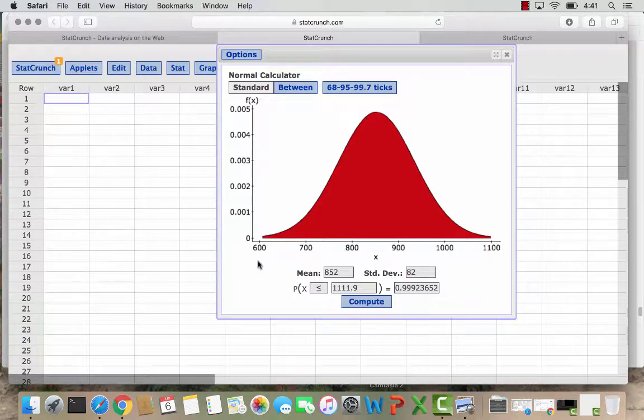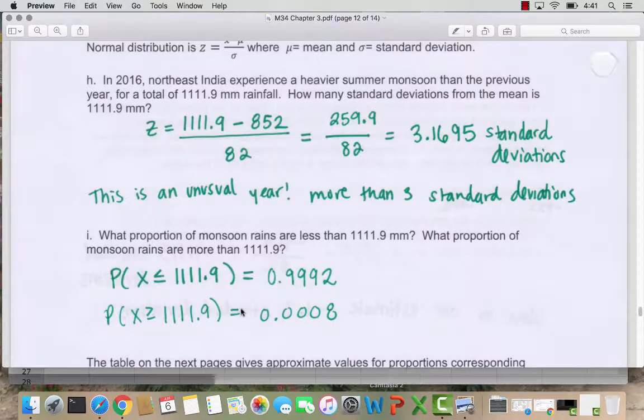Oh, and notice this graph by default, it counts by hundreds. If I want to see the tick marks, you just click 68, 95, 99.7 ticks, and it shows us the standard deviation counts. So you can see this is a match for what I filled in here. I rounded to 4 decimal places. That's a good rule of thumb.